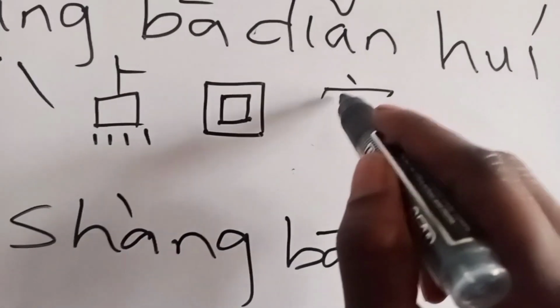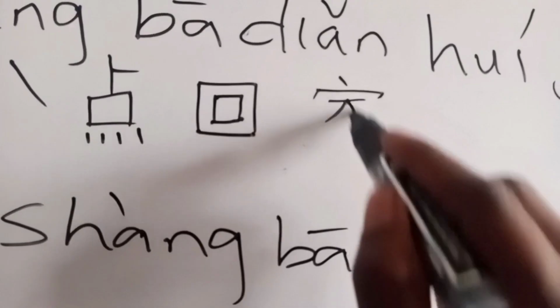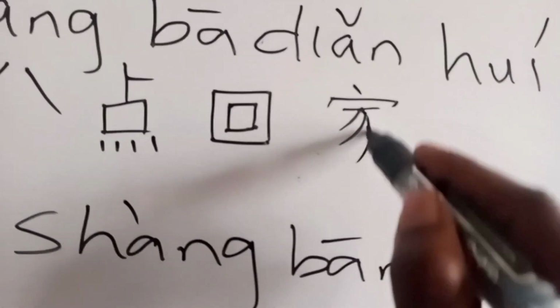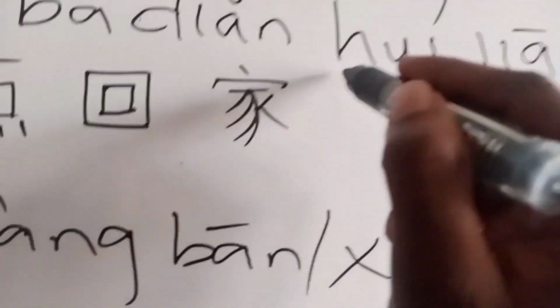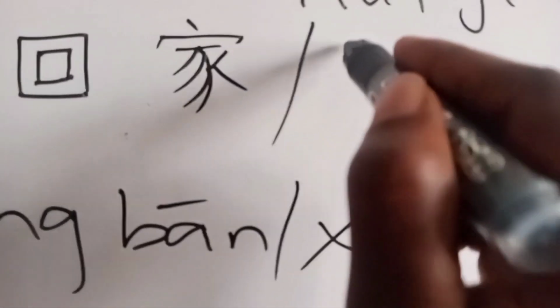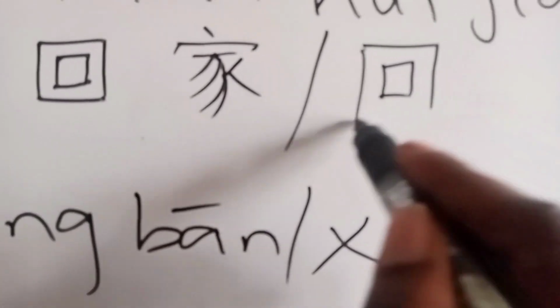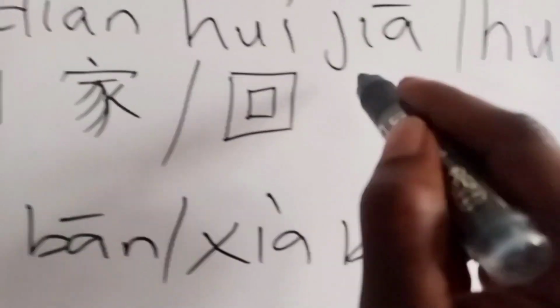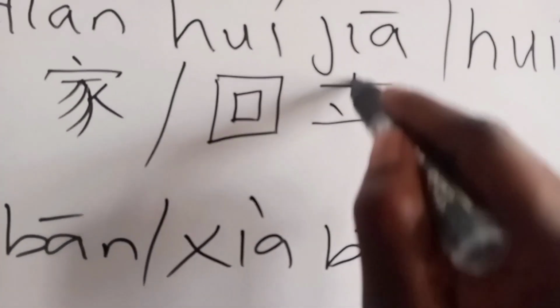Do like this, like this, like this. Then like this. Jia, hui jia. The other one here is hui lai. I explained that earlier. We just did hui. So hui lai. This is how to write lai. Lai is come.